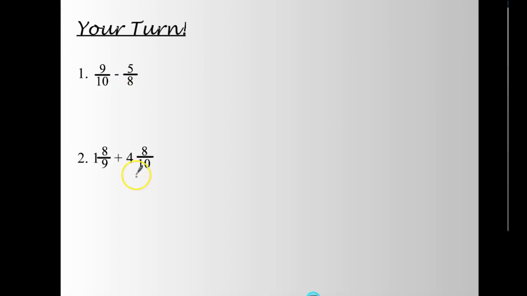All right, so now it's time for your turn questions. I'm just going to give you 2. I want you to make sure you are rounding each of these numbers to the nearest benchmark. So that's 0, 1/2, or 1. And I want you to be drawing a number line for each fraction. So you should have in your turn questions on your worksheet 4 different number lines: one for 9/10, one for 5/8, one for 8/9, and one for 8/10.